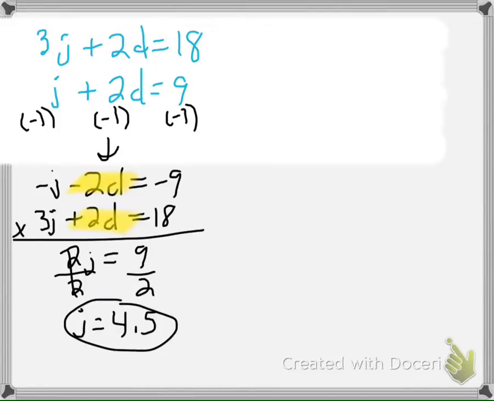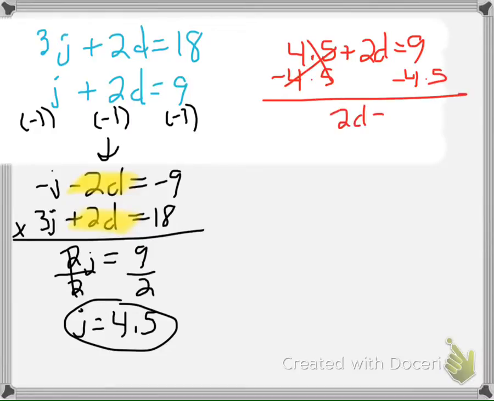Now to figure out what the drinks cost, I need to put that back into the equation. I'm going to put it back into the second one. So J is $4.50. Instead of writing J, I write $4.50 and copy down the rest of the equation just like it is in the original problem. Now to solve this, I need to subtract $4.50 on both sides. That cancels out. I'm left with 2D equals $4.50. Divide by 2 on both sides, and I'm left with D equals $2.25.